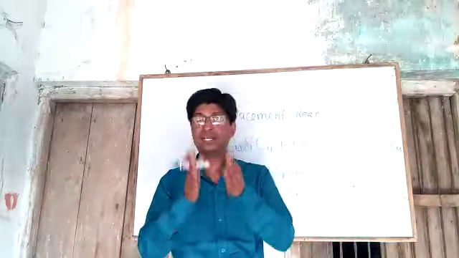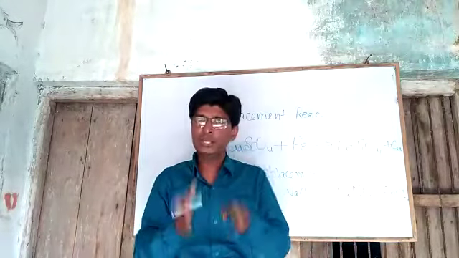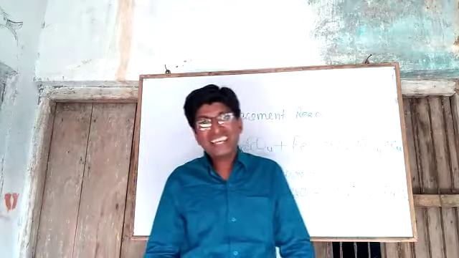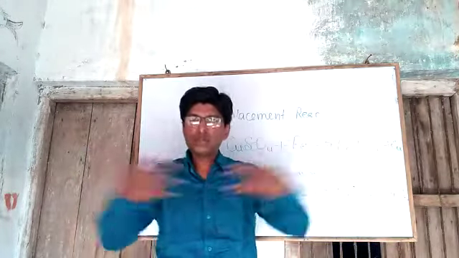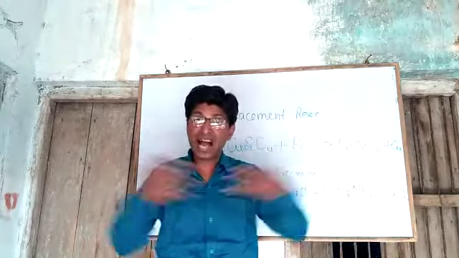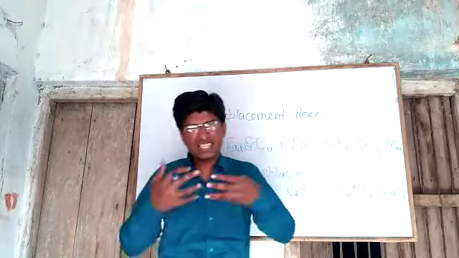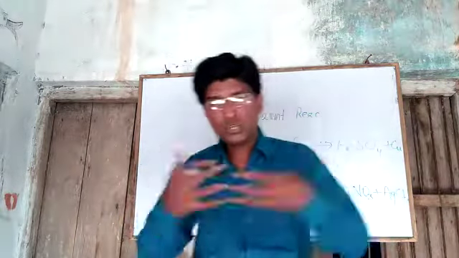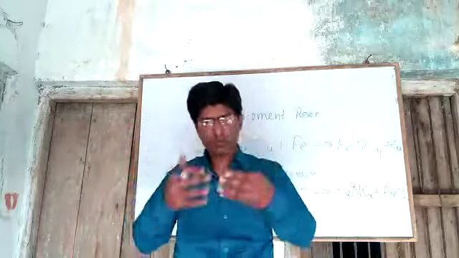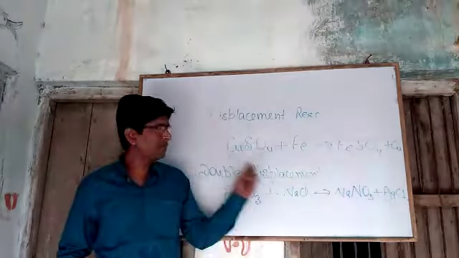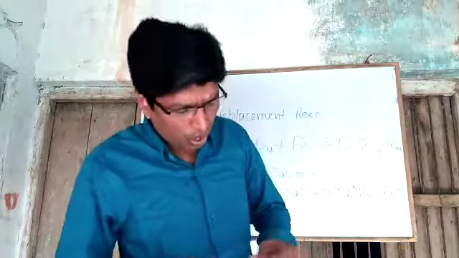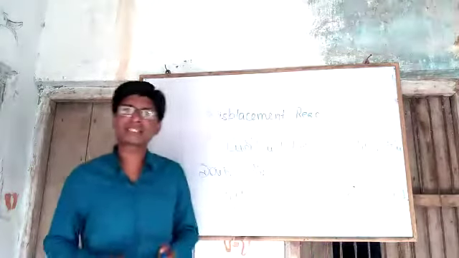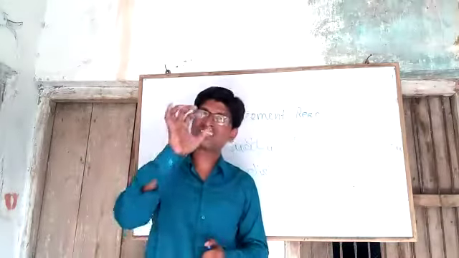Now we are able to define double displacement reaction. Students, the chemical reaction in which two compounds react to produce two new compounds by mutual exchanging of their ions, atoms, or groups of atoms is called double displacement reaction. Dear students, now we'll discuss another reaction which is called redox reaction.